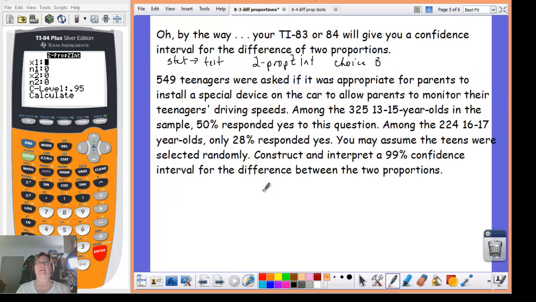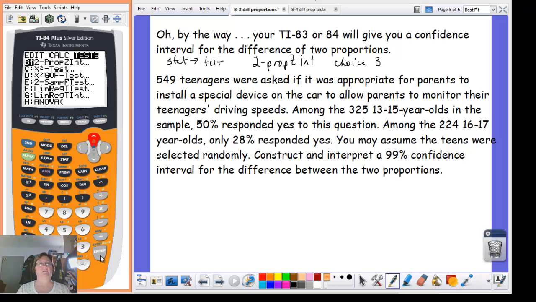All right, 549 teenagers were asked if it was appropriate for parents to install a special device on the car to allow their parents to monitor their driving speeds. That's becoming a little bit more common, I believe. Among the 325 13 to 15-year-olds in the sample, 50% said yes. So we're going to make 13 to 15-year-olds our first sample, and their p hat was 50%. Among the 224 16 to 17-year-olds, only 28% responded yes, and that is significantly lower. You can assume that the teens were selected randomly and were to construct and interpret a 99% interval for the difference between those two proportions.